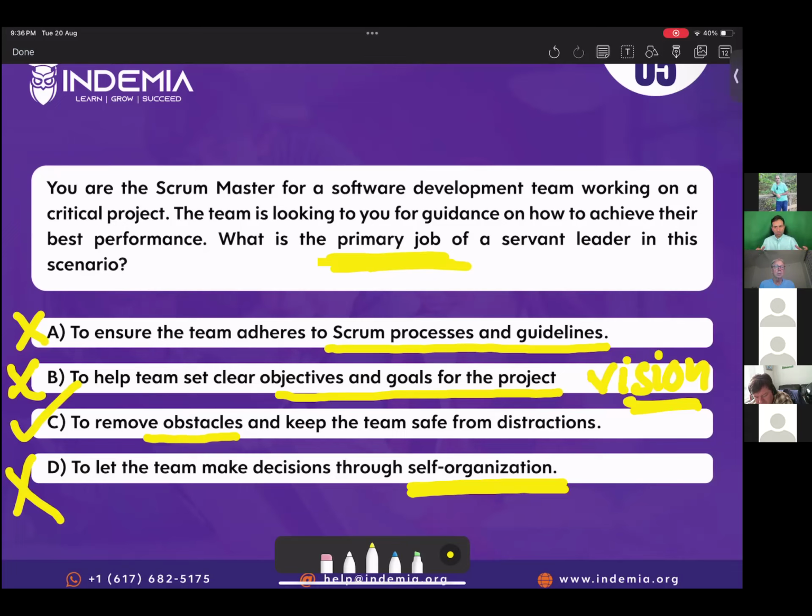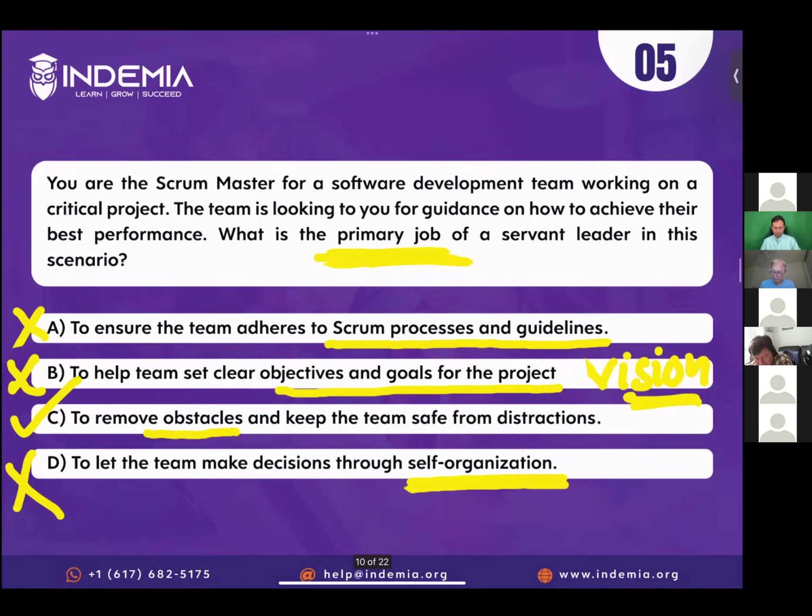So team members are working, they are self-organized. But at the same time, what the servant leader is doing is removing obstacles and making sure that the overall environment is conducive and there are no distractions. That's the fundamental job of a servant leader. So the correct answer is option C. Let's read the explanation.